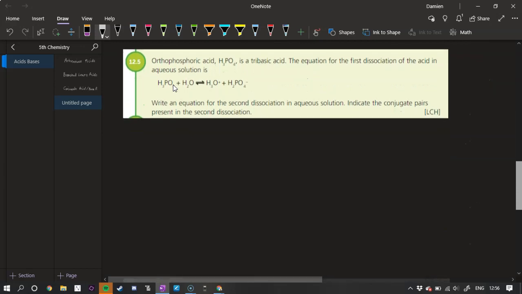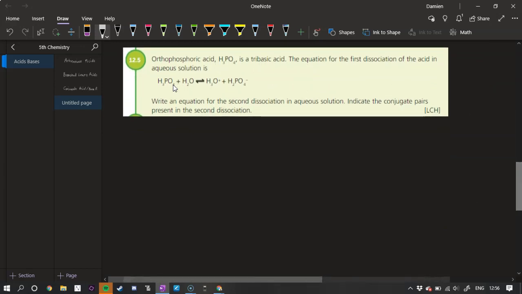Okay, so let's have a look at the next question. Orthophosphoric acid, H3PO4, is a tribasic acid, and the equation for the first dissociation of the acid in aqueous solution is this. So first of all, let's have a look at this. Tribasic. What does tribasic acid mean? Tribasic acid means that you have H3 just there.